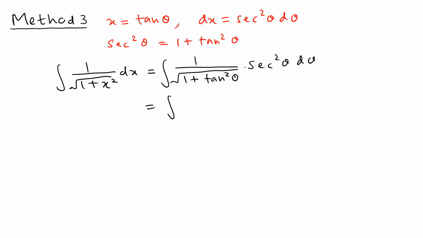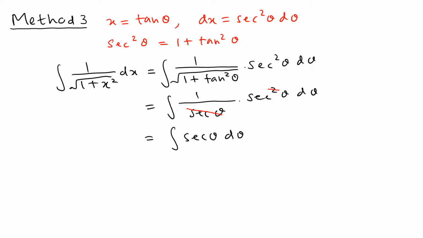You can see that because of the identity, the bottom simply becomes 1 plus tan squared, which means secant squared theta. Once you take the square root, this is secant theta, and then we have secant squared theta d theta, so one of them cancels out. That means we get secant theta d theta. We know the integral of secant is natural log of secant theta plus tan theta, plus c.